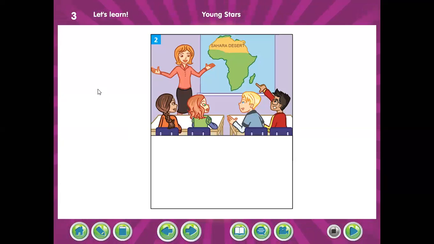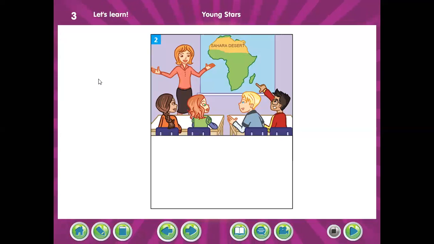Now, next question. How many countries does the Sahara Desert cross? How many? You know what crosses means, no? Cruza. How many countries? Okay, let's see. Different students, okay? Not the same students, different students. Look at the picture 2. Read. It's mentioned there. How many countries does the Sahara Desert cross?